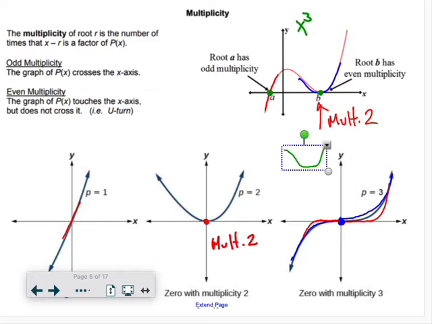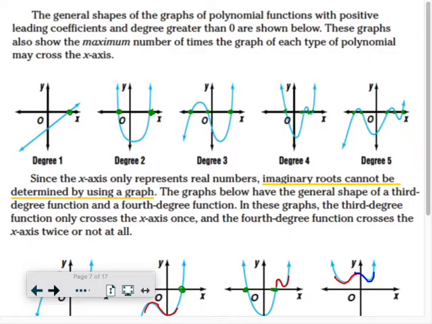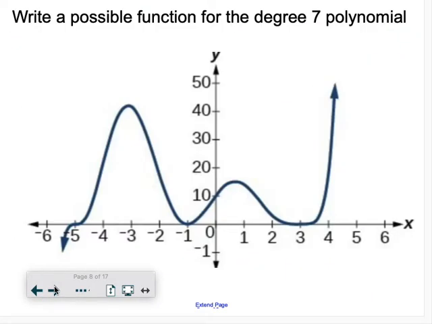So that's just multiplicity. You need to know it as we move forward, but I just wanted to discuss that. Again, more information here. You can look at your note outline if you need extra info on it for these pieces. But here, we're going to write a possible. Keyword here is possible.